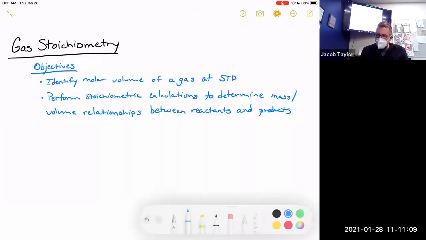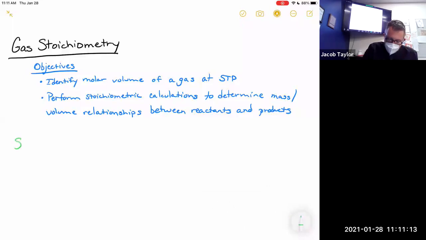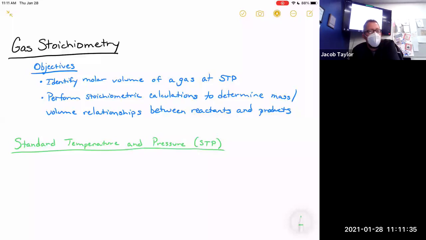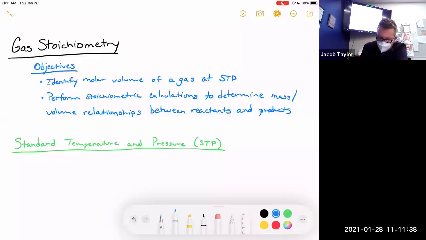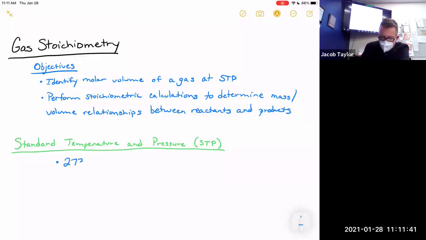So generally, when we do these types of calculations, we calculate them at what is called standard temperature and pressure, which we abbreviate STP. So, what is standard temperature and pressure? Well, the first thing is, it is at 273 degrees Kelvin, which of course is 0 degrees Celsius. That's the standard temperature. And the standard pressure is 1 atmosphere.